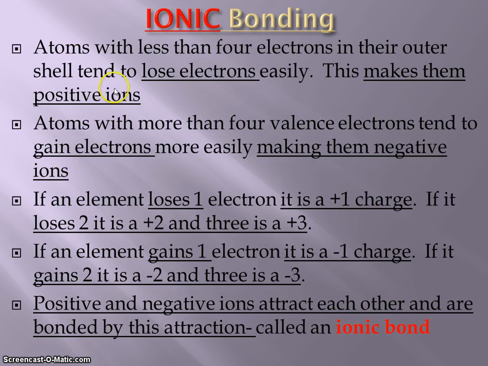So let's talk about ionic bonds. Obviously, these are going to be between, from the root word here, ions. Okay, if an atom has fewer than 4 electrons, they tend to lose them more easily, so that when they lose them, the shell that is left is full.